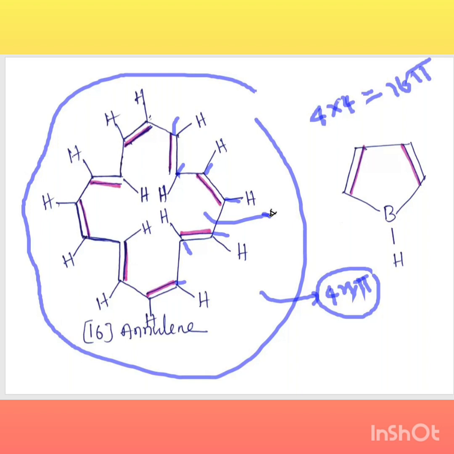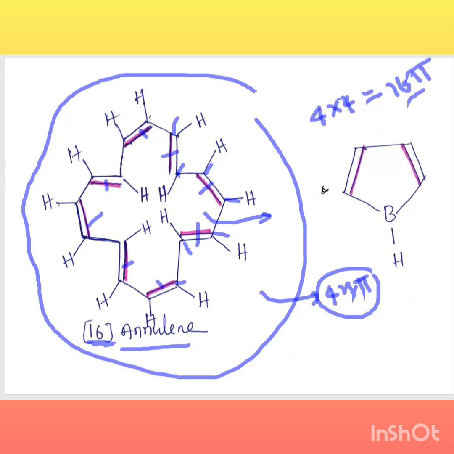So 16 annulene. 16 means how many electrons are there? 16 pi electrons are there. 16 annulene shows the anti-aromatic property. It's very simple. How many pi bonds are there? 1, 2, 3, 4, 5, 6, 7, 8. Okay, 8 twos are 16.